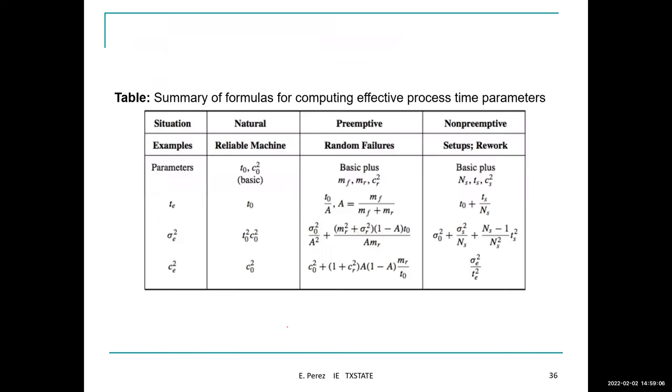So in summary, of all the formulas that we have discussed this afternoon, here's a summary. We have these table formulas for computing effective processing time parameters. We have the situation in which you have natural variability. We have the situation with preemptive variability and the situation with non-preemptive variability. And we provide an example with reliable machines, random failures, and setup and rework. So all these formulas that we discussed today are listed here again. This is a good table for you to remember. If you want to put this into a formula sheet, that is something that I would advise. So you can follow up on the discussion that is going to continue after this lecture. Any questions?